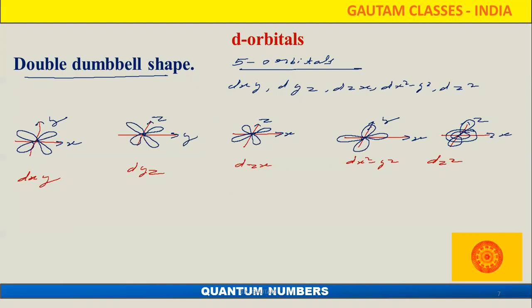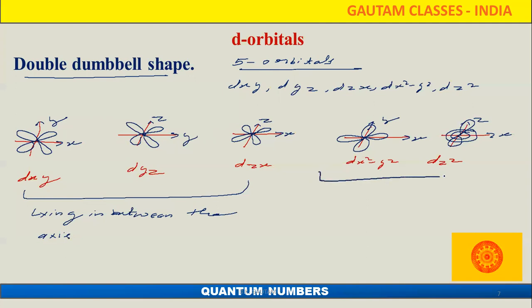One thing you can observe here: the dxy, dyz and dzx orbitals are lying in between the axes. But what about dx square y square and dz square? They are lying along the axes.